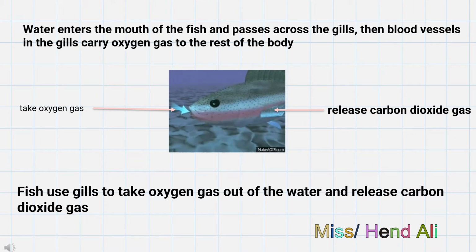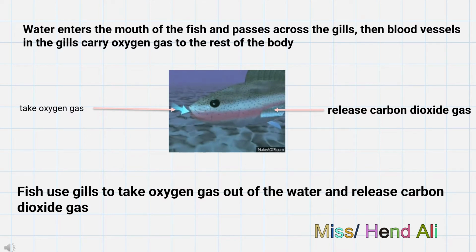In the previous lesson, we learned about how lungs work. Today we'll learn about how gills work. Water enters the mouth of the fish and passes across the gills. Then blood vessels in the gills carry oxygen gas to the rest of the body. Don't forget that the water that enters the mouth carries oxygen gas. And then in the gills there are blood vessels. These blood vessels carry oxygen gas to the rest of the body.